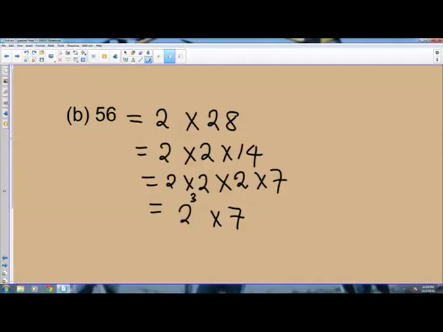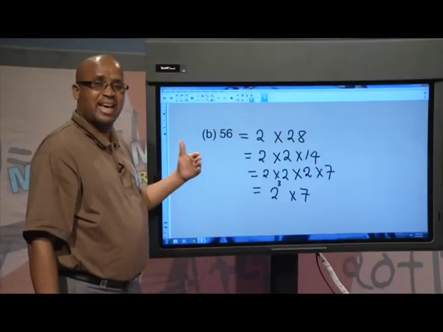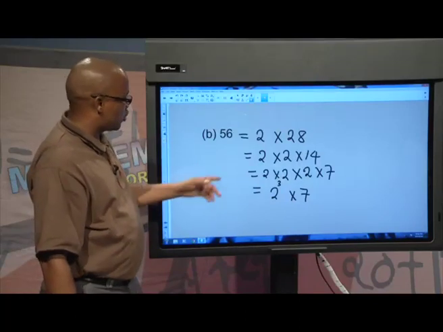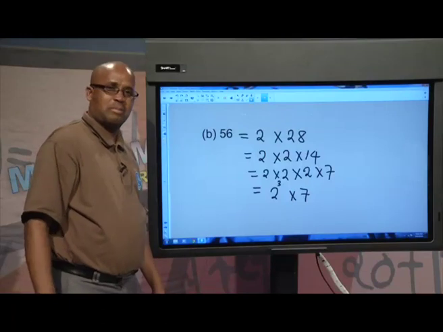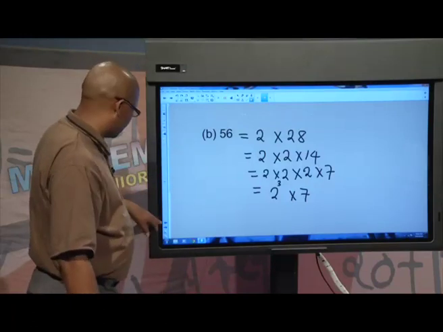2 is a prime number, 7 is also a prime number. So that's how we express 56 as a product of its prime factors. It's 2 to the power 3 times 7. Let us have a look at another example to illustrate more on this.